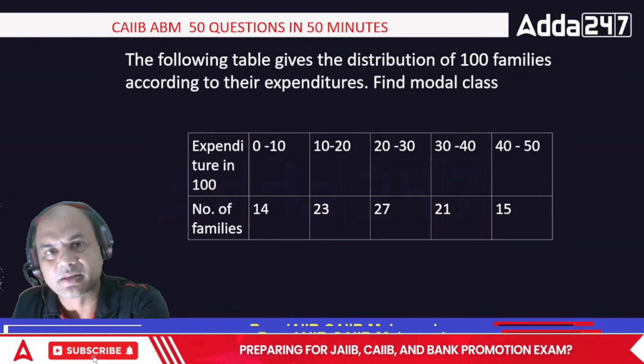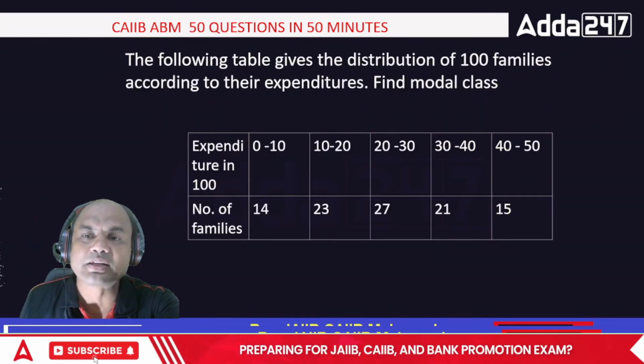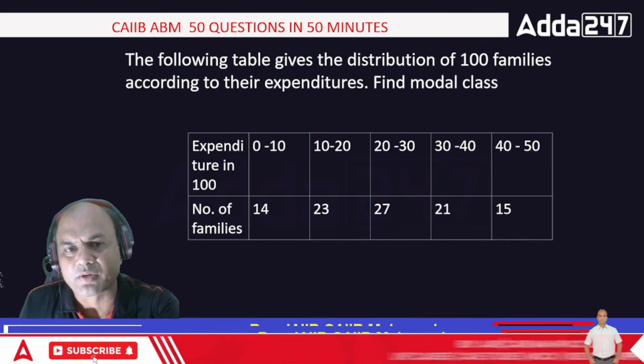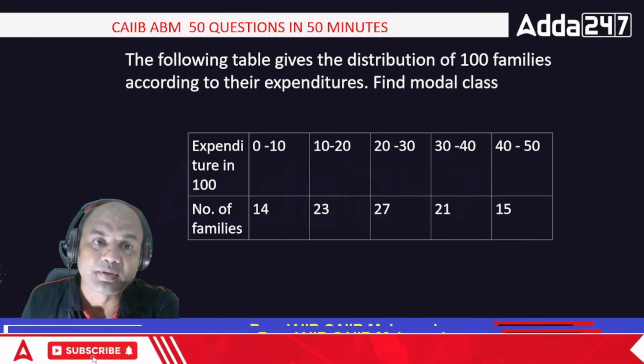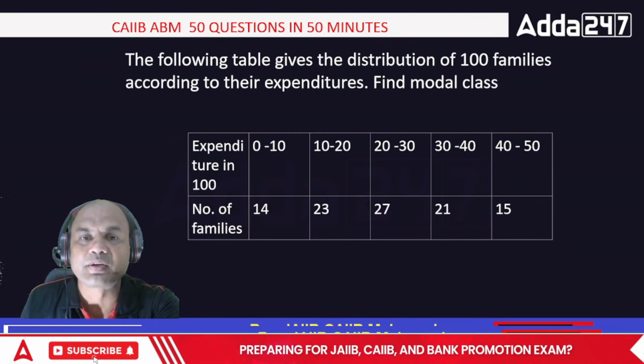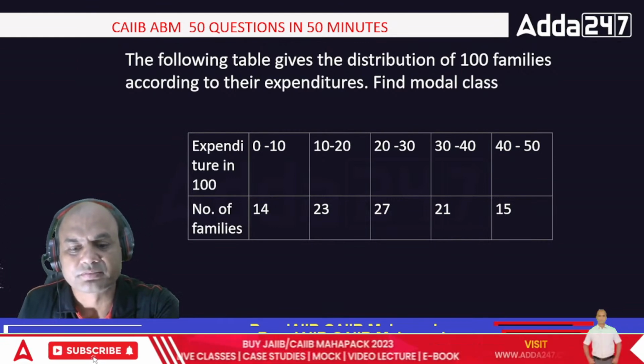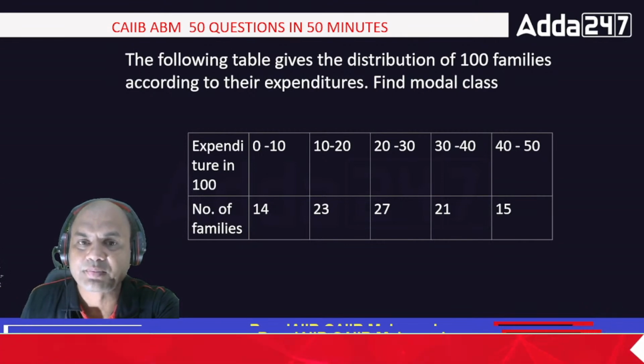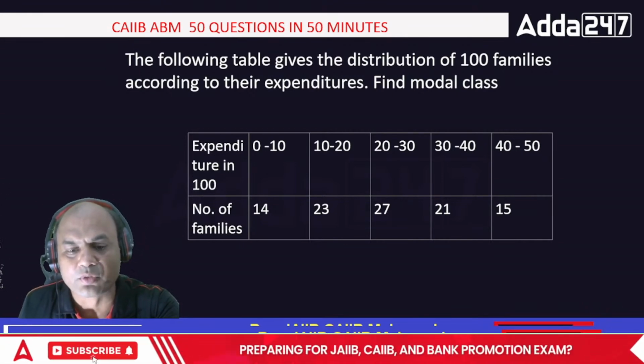Okay, now next one. The following table gives the distribution of 100 families. Find a modal class. Now this you should be able to find out. Everyone find it out right now, do it fast. I have told you what a modal class is, right?